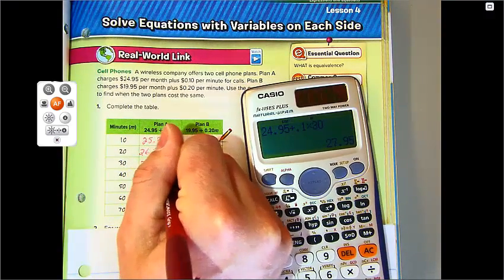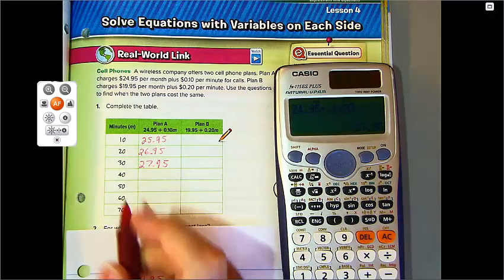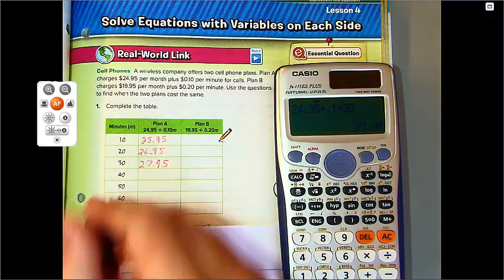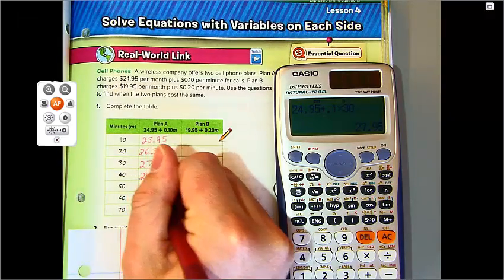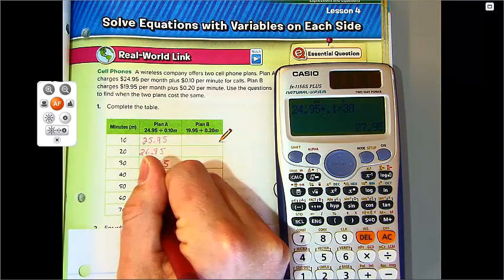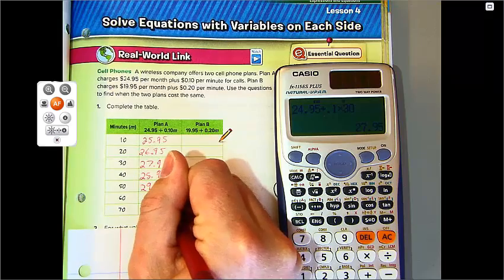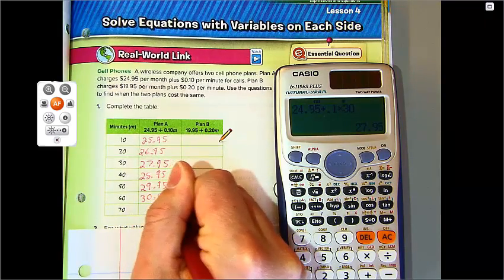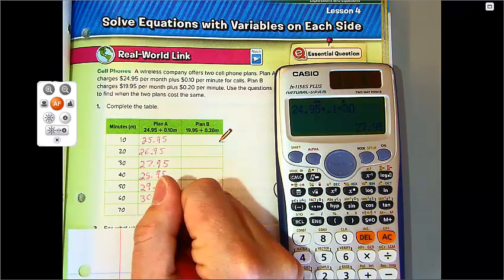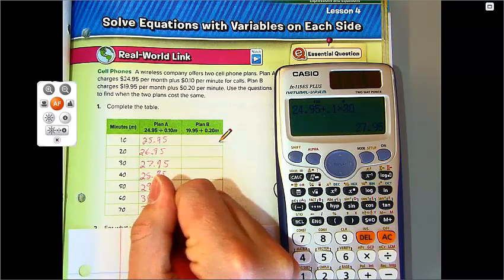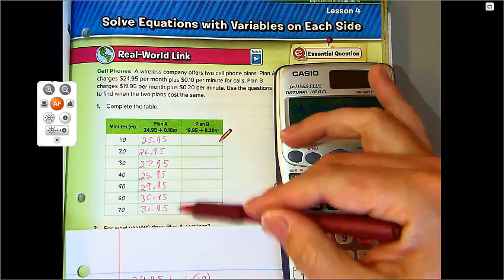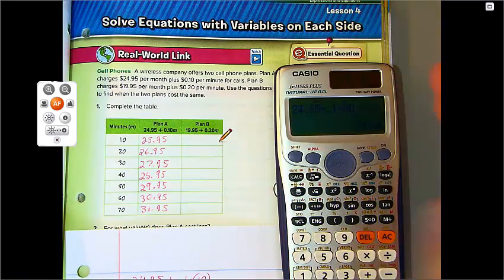Now you should notice a pattern starting to develop here. For every additional 10 minutes, it's costing $1 more. So I can very quickly finish out the table by adding $1 for every additional 10 minutes. Now this is probably not a very realistic cell phone plan, but this is the one we're using. So now we have all of our values for plan A. Let's take a look at plan B.